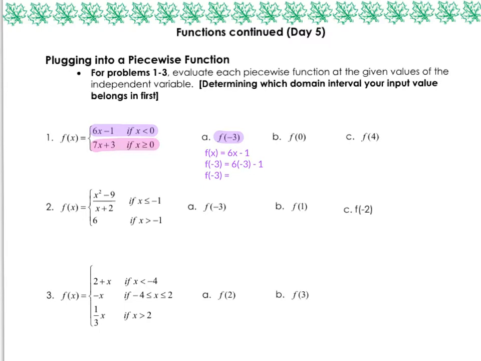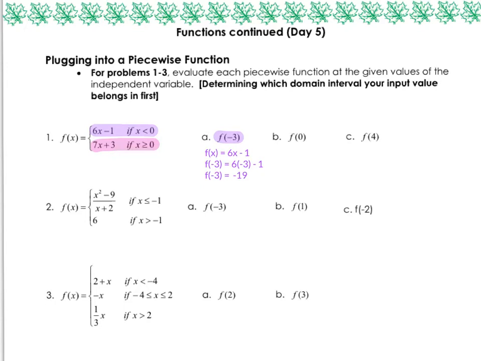Then once I have done that, I can put 6 parentheses negative 3, close the parentheses, minus 1 into my calculator, and that will give me my output, which in this case is negative 19. So that means for this piecewise function, the x value of negative 3 would be paired with the output of negative 19. Okay, let's try the next one.